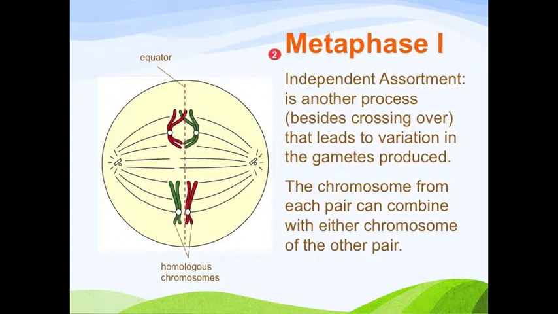If you can recall prophase I, we mentioned how crossing over actually helps to produce new combinations of genes along the chromosomes, right? Well, in metaphase I, we also have another process called independent assortment. This process also leads to variation in the gametes produced. Basically, the chromosome from each pair can combine with either chromosome of the other pair.